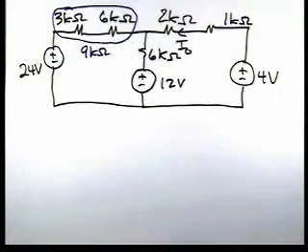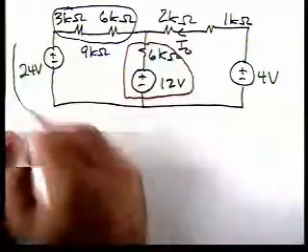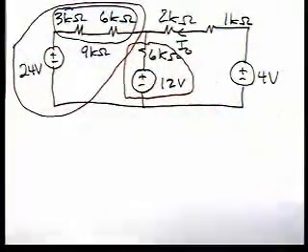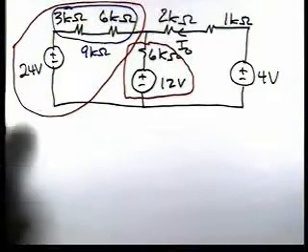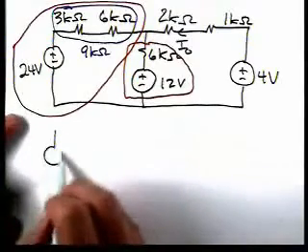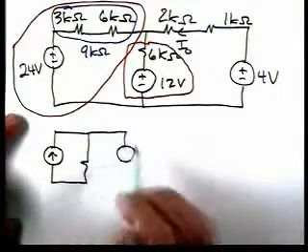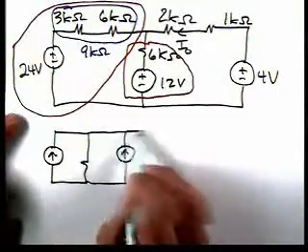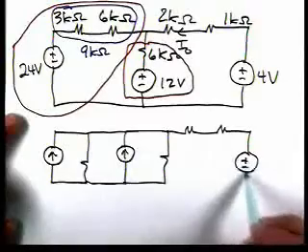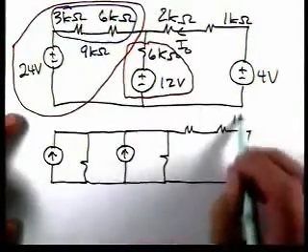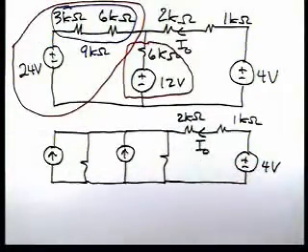And now we can do a couple more source transformations. Let's do a source transformation on that part, and let's do a source transformation on that part. So now I'm going to convert those to current sources in parallel with resistances. So if we do that, we didn't do anything to this part of the circuit. Again, we're not going to involve the 2 kilo ohm resistance.